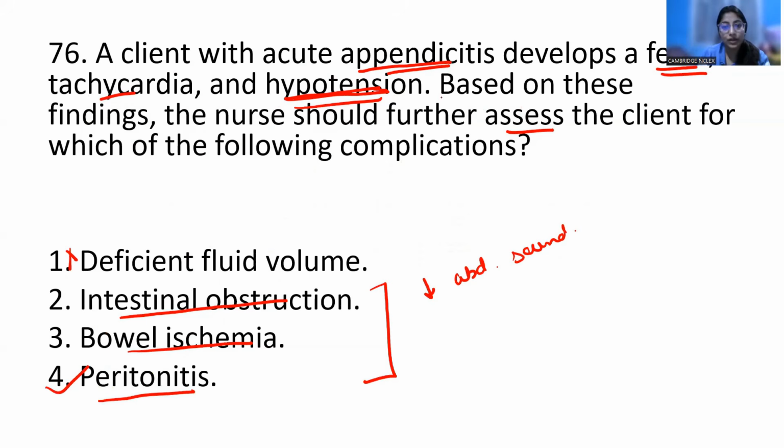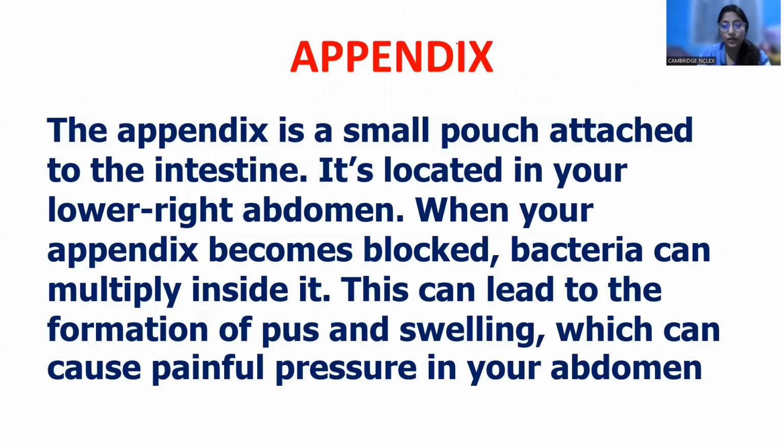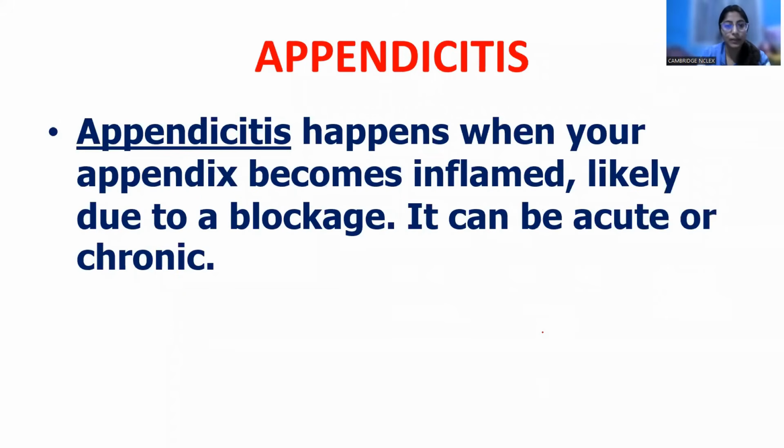Now, since the term appendicitis has come up, let's discuss what appendicitis is. First of all, let's look at what the appendix is. The appendix is a small pouch attached to the intestine. It's located in your lower right abdomen. When your appendix becomes blocked, bacteria can multiply inside it. This can lead to the formation of pus and swelling, which can cause painful pressure in your abdomen. Appendicitis happens when your appendix becomes inflamed, usually due to a blockage. It can be acute or chronic.